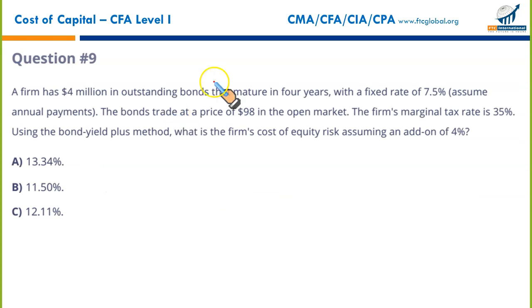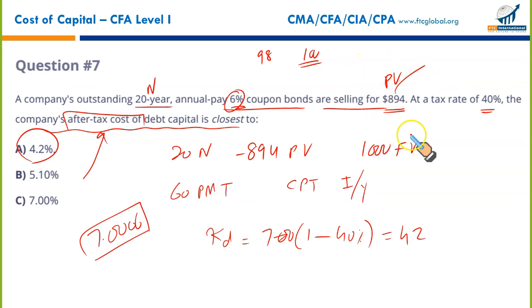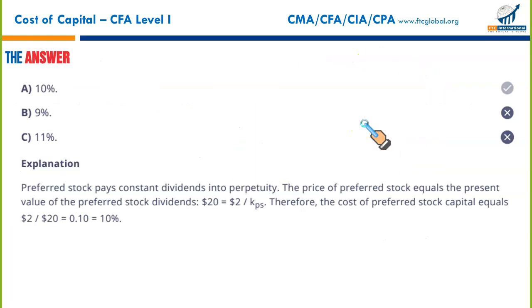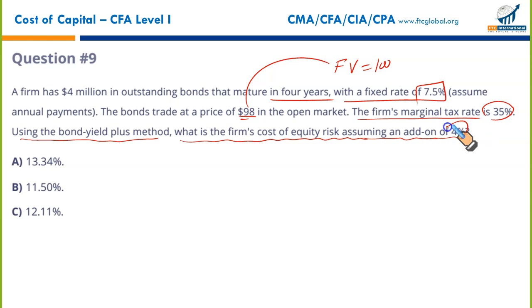A firm has 4 million in outstanding bonds that mature in 4 years with a fixed rate of 7.5%. Assume annual payments. The bonds trade at a price of 98, which means the face value of the bond is 100. Just like in the previous case, it was 894, which meant the face value was $1,000. So in this case, face value is 100 and current market price is 98. What else do we need? The firm's marginal tax rate is 35%. Using the bond yield plus method, what is the firm's cost of equity, assuming a risk add-on of 4%?